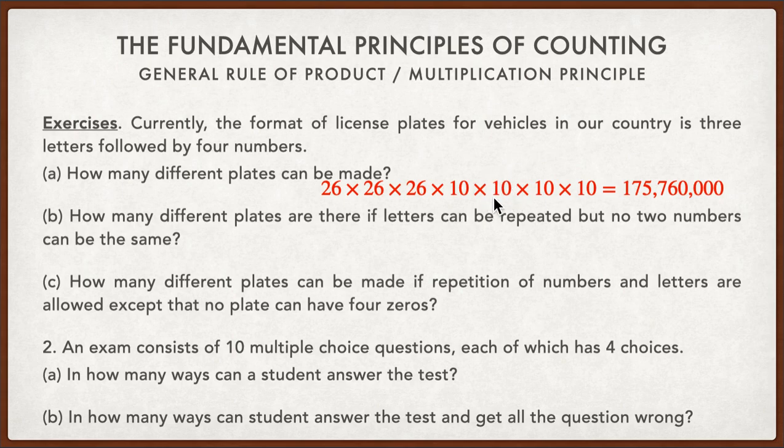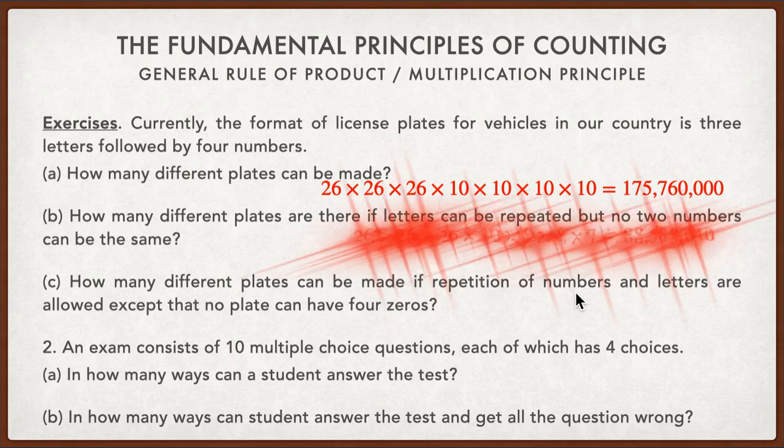Now we have chosen two numbers already, so we have only 8 choices for the next one. And we have chosen 3 numbers already, so we have only 7 choices here. So 10, 9, 8, 7 choices. Our answer will be something like this.